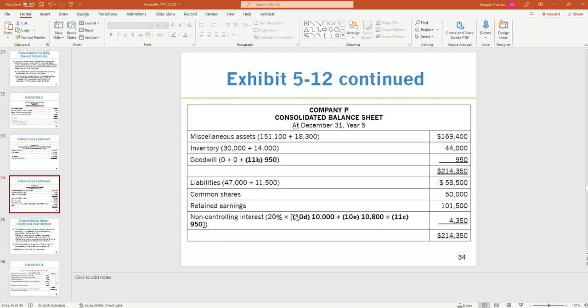So you take that amount, and then 20% of that will be what's allocated to the NCI. Okay, and that amount shows up right here. You add them together and that gives you your value on the consolidated financial statement.